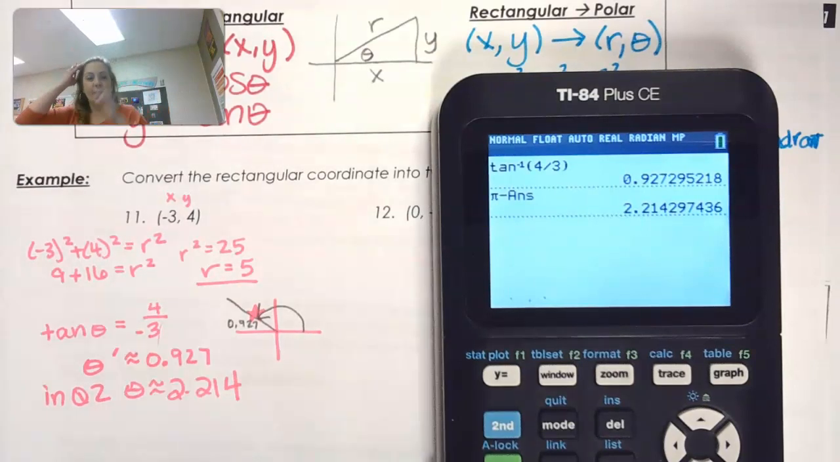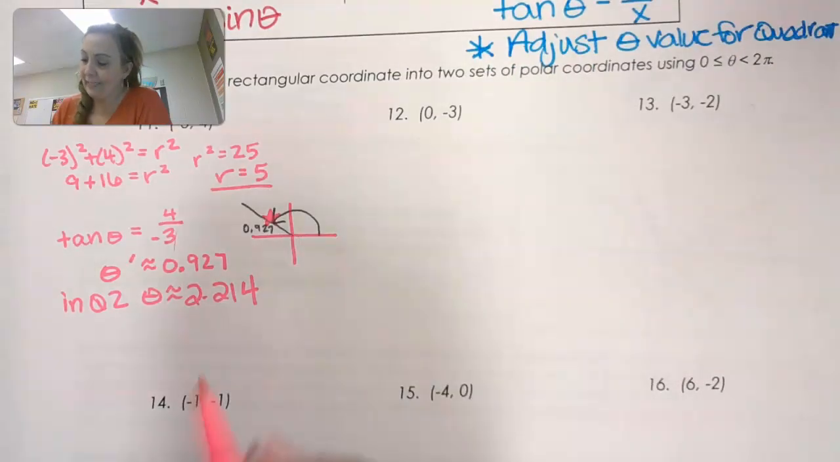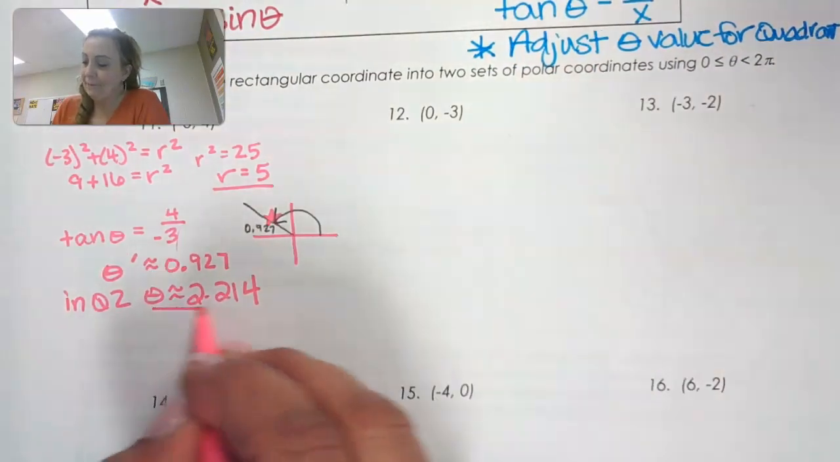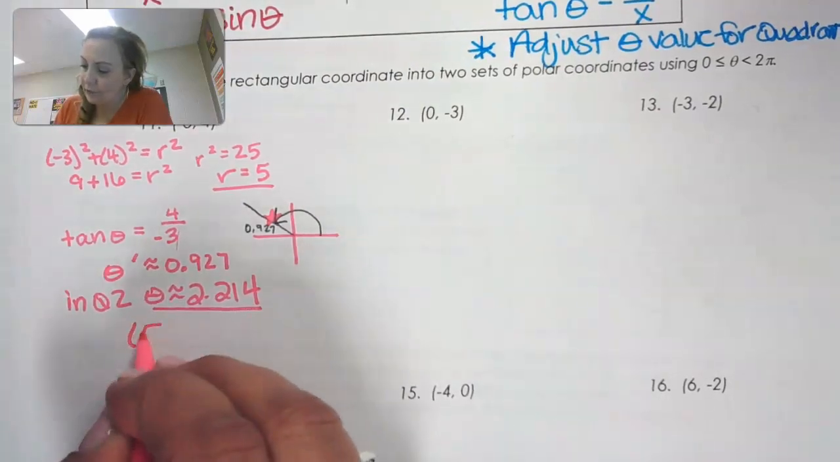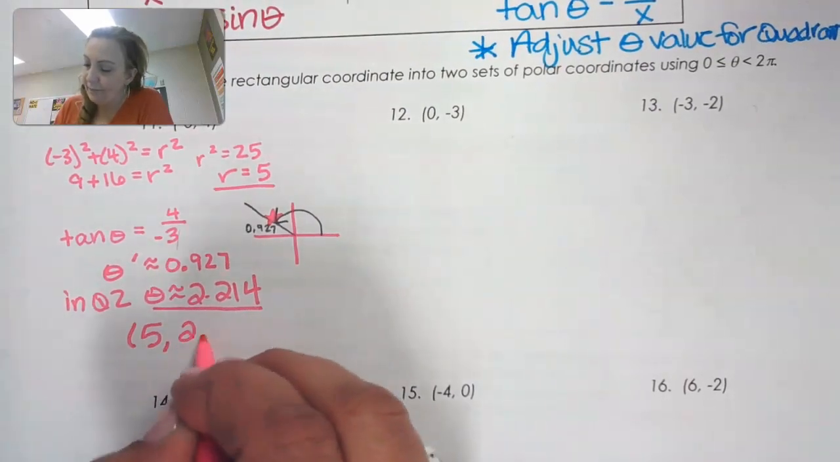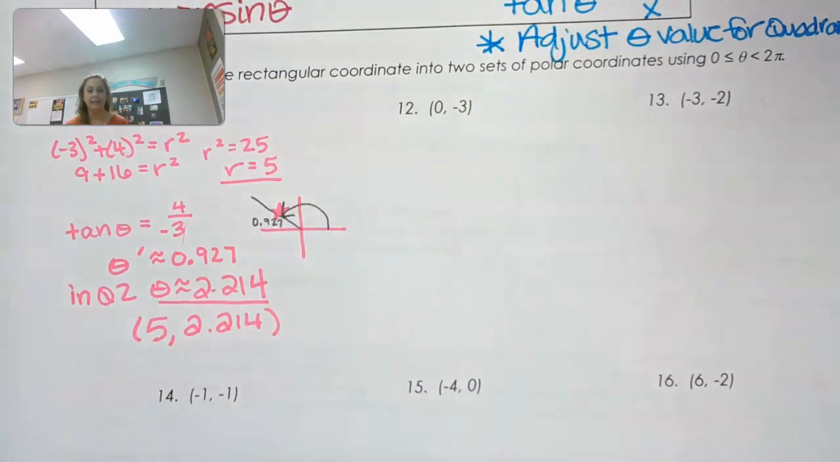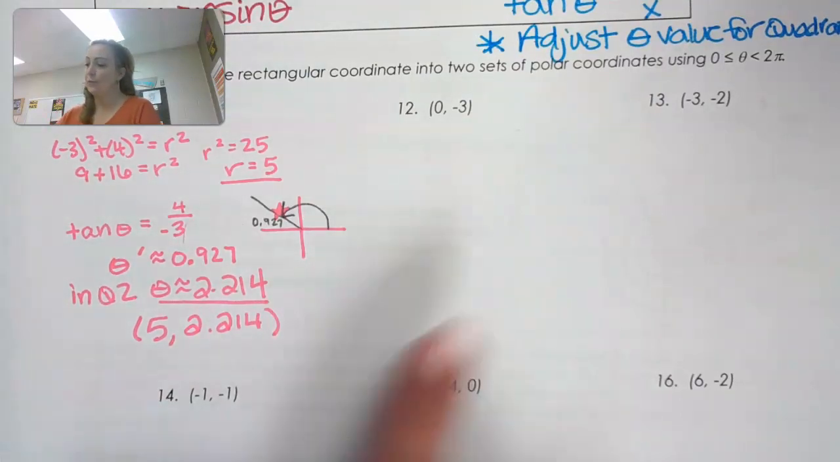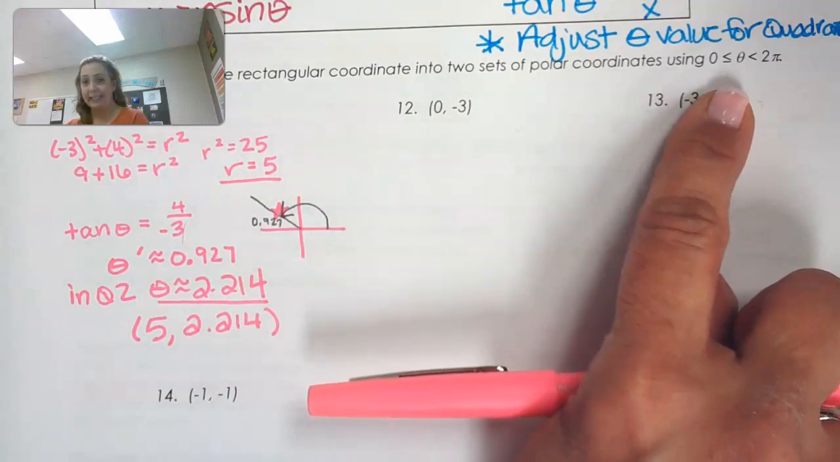Okay, so in quadrant 2, my theta value would be 2.214. So what that means is that my coordinate in polar coordinates would be 5, 2.214. That's one of my answers. Now it asks us to find another one, but to keep our answers between 0 and 2 pi.